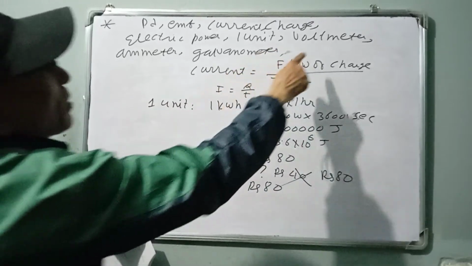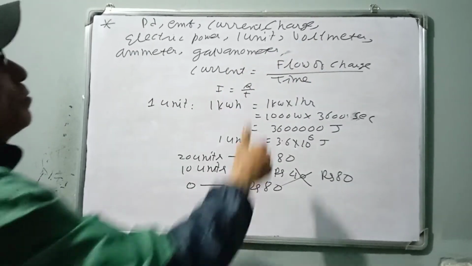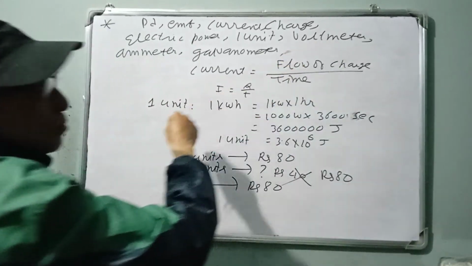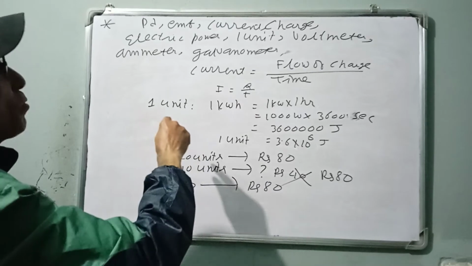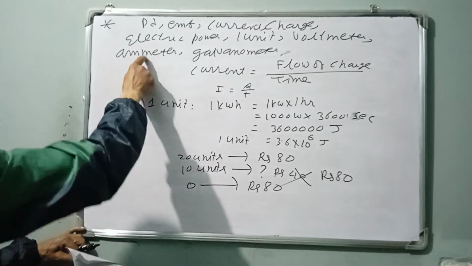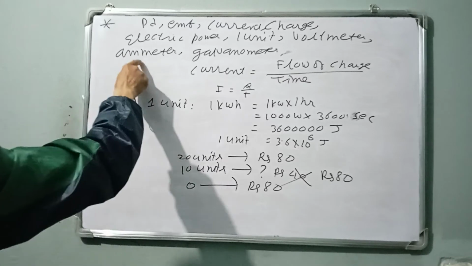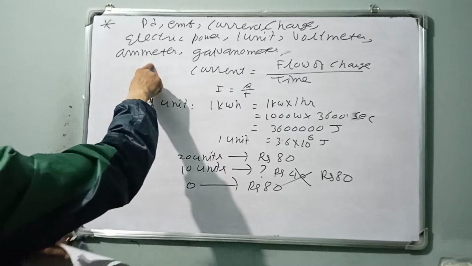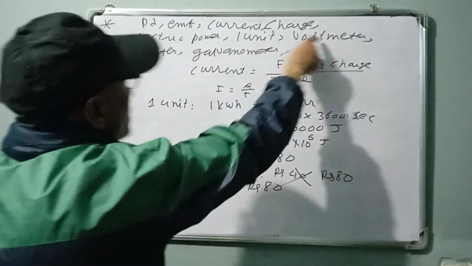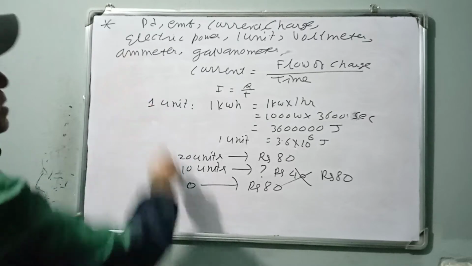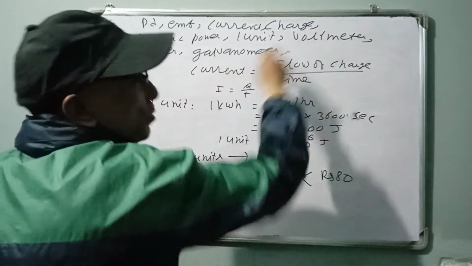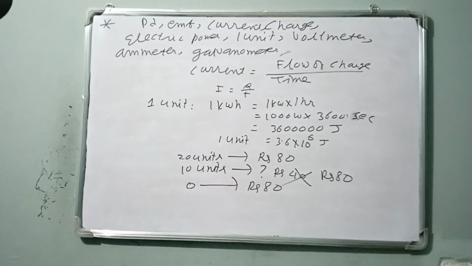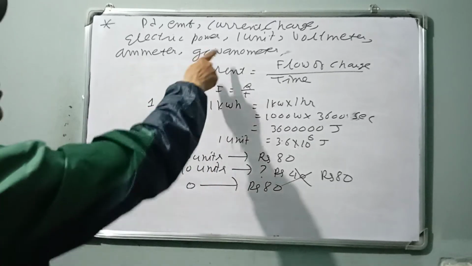Another is voltmeter, an instrument to measure voltage. Voltmeter is an instrument used to measure voltage or potential difference. An ammeter is an electrical device which is used to measure electric current, flow of electric current. Voltmeter has high resistance, ammeter has low resistance. Galvanometer, a type of ammeter which is used to measure the amount of electricity and direction also.